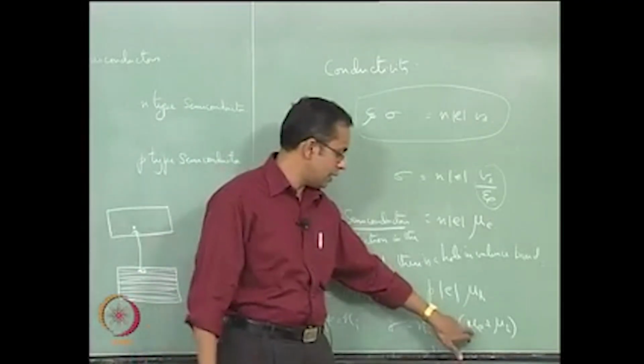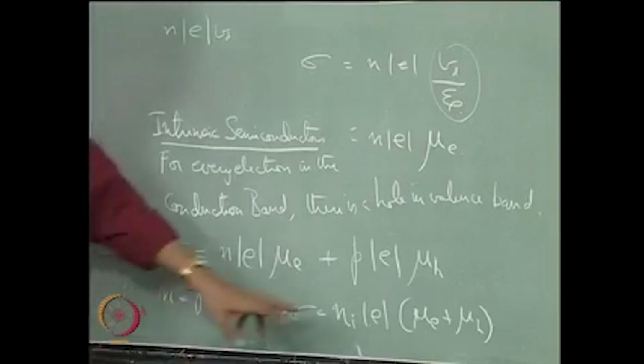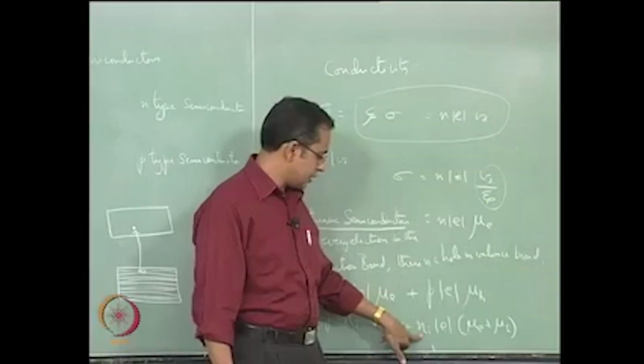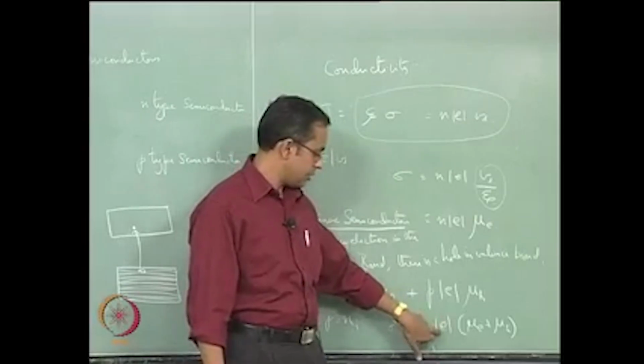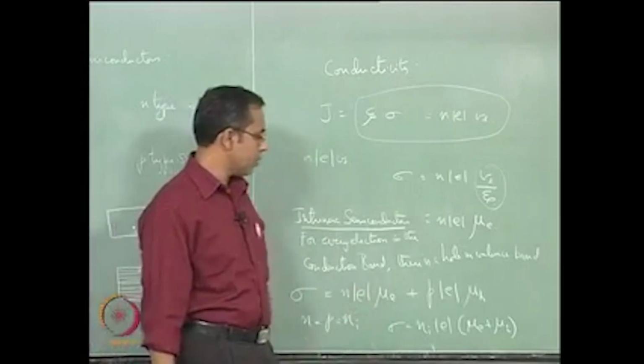But anyway, the point is that the electron mobility and the hole mobility are not necessarily the same, and therefore we write Ni, the intrinsic charge carrier concentration, times the charge times the mobilities of those two species, okay. So this is what we have.